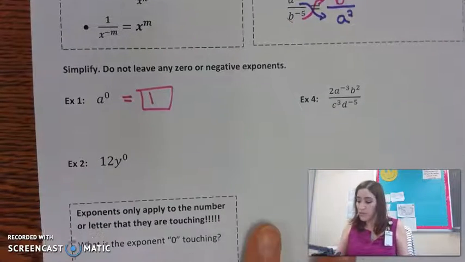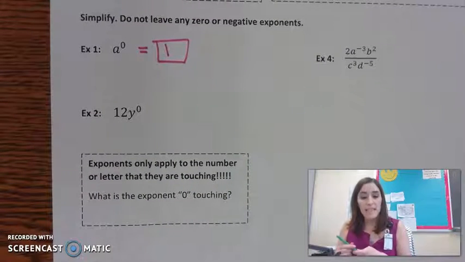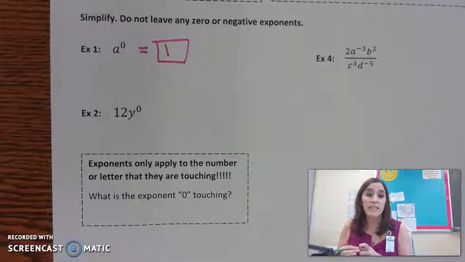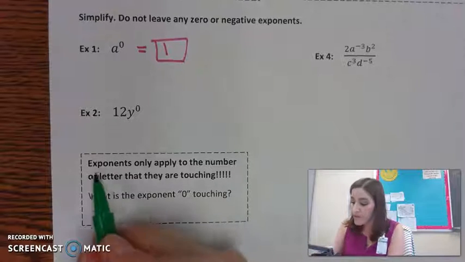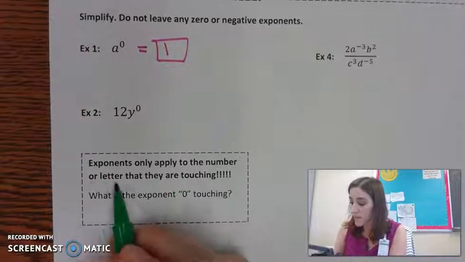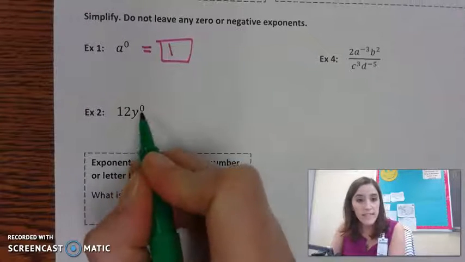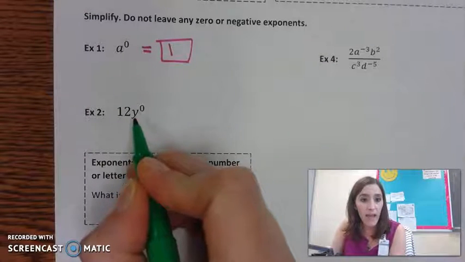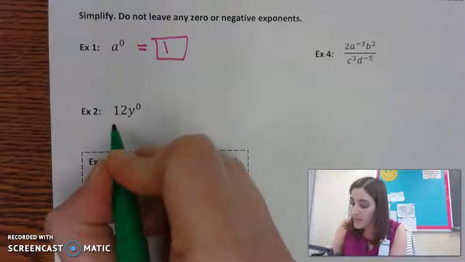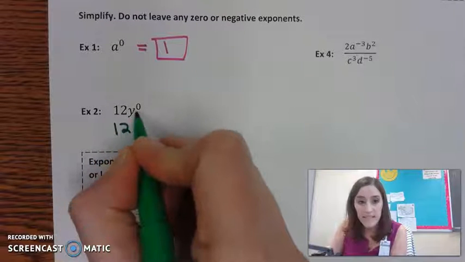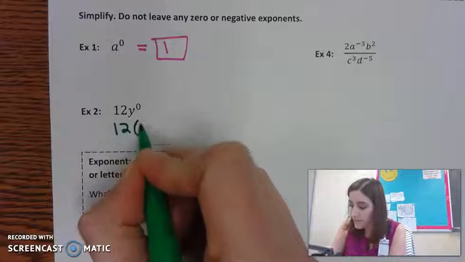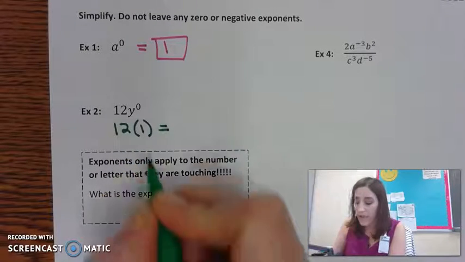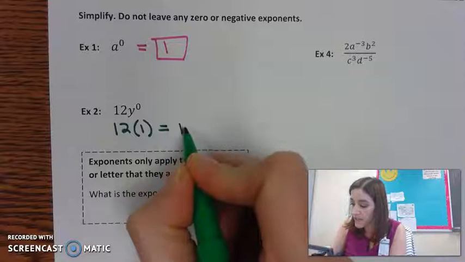Now for example 2, I've got 12y to the 0 power, and a lot of people are very tempted to tell me that the answer is 1 on that. But remember, exponents only apply to the number or letter that they're touching. So that 0 exponent only applies to the y. So that means that that y to the 0 actually does equal 1. So I'm going to replace it. Okay. And if I multiply, well, 12 times 1, that just gives me 12.